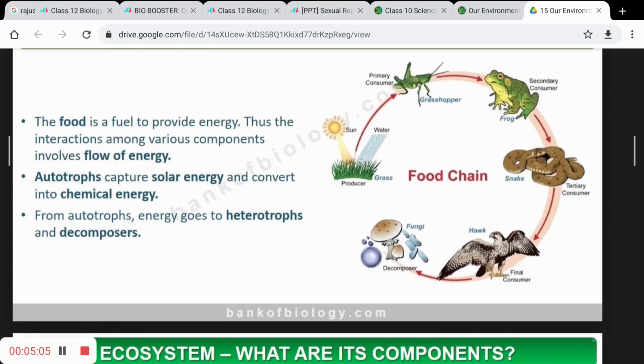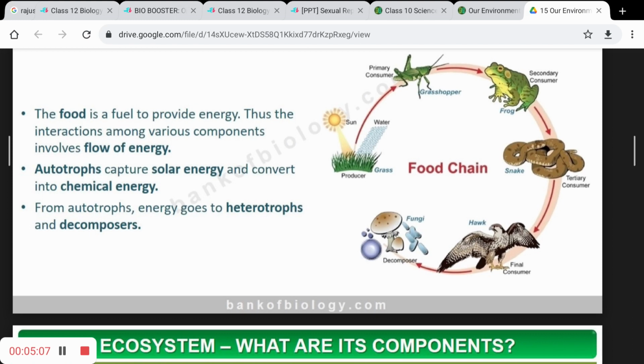Next, flow of energy. How does the flow of energy take place? From the sun to the producer, only 1% of energy is transferred. From the producer to the next trophic level, 10% of energy is transferred. From the start to the end of a food chain, from the producer to the top carnivore, 10% is going on. So the law is called the 10% law. Thus the interaction among the various components involves flow of energy.